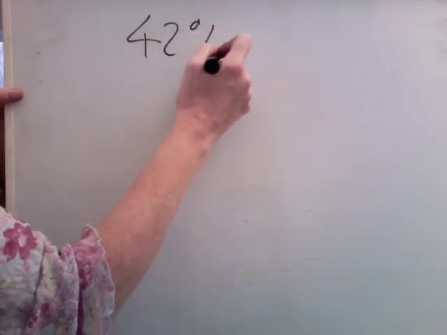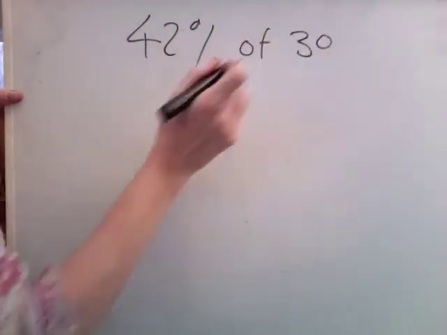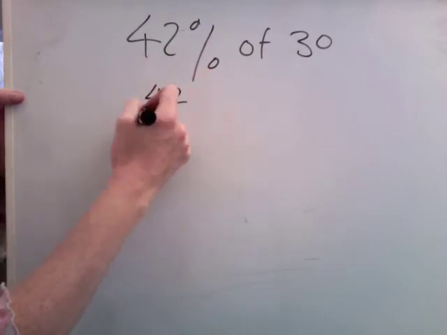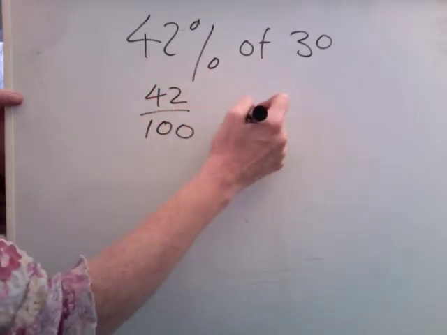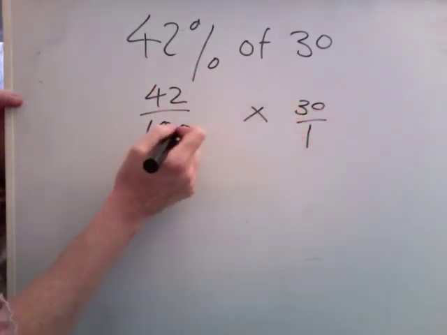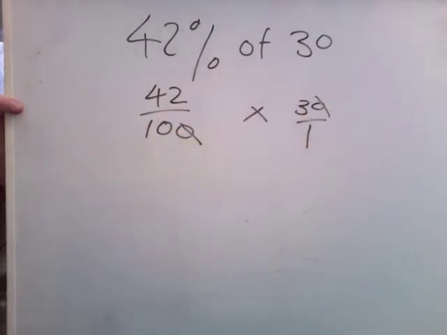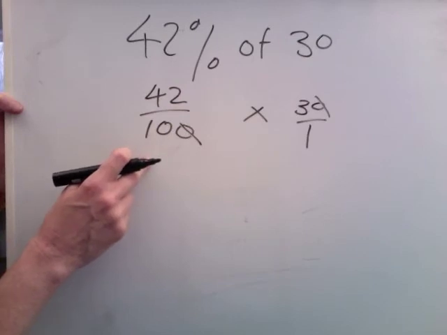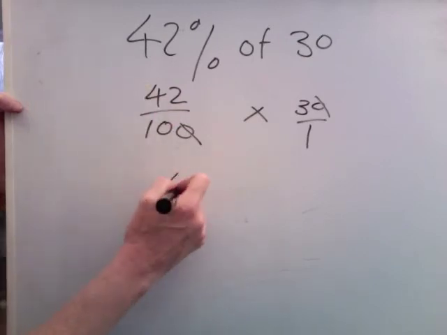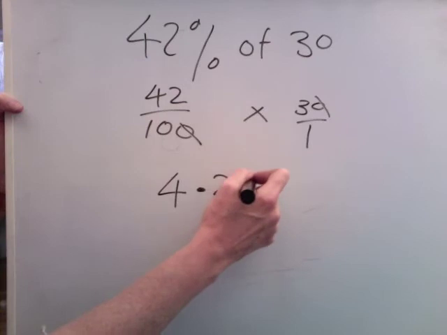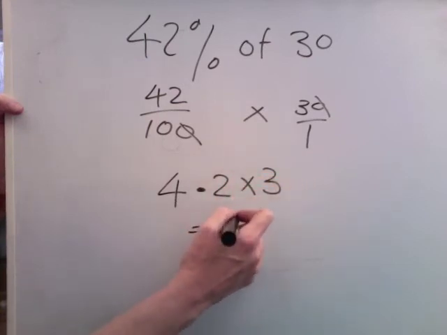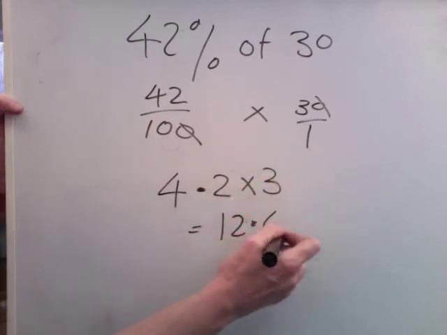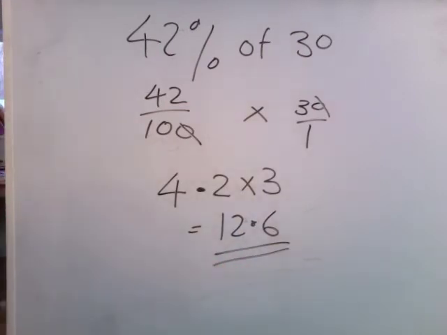42% of 30. 42, 2 digits, 2 zeros, times 30 over 1. Cross cancel straight away. And what I'm going to do is leave this because it's easy to divide by 10. Or I could do it straight away actually, and I'll end up with 4.2 times 3, which equals 12.6. Or you could do 42 times 3 and then divide it by 10. I think this is easier.